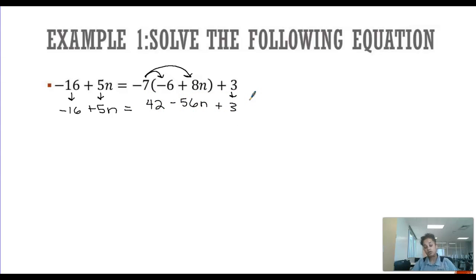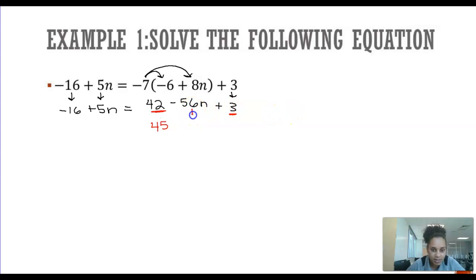So remember, our ultimate goal in solving equations is to isolate the variable or to get the variable alone on one side of the equal sign. So in order to do that, let's make our job a little bit easier by combining like terms. Like terms have the same variable, and if I notice on this side of the equal sign, 42 and 3, they don't have a variable. That's called a constant if it doesn't have a variable. So we're going to combine those together. I'm going to combine 42 and 3 together to get 45.